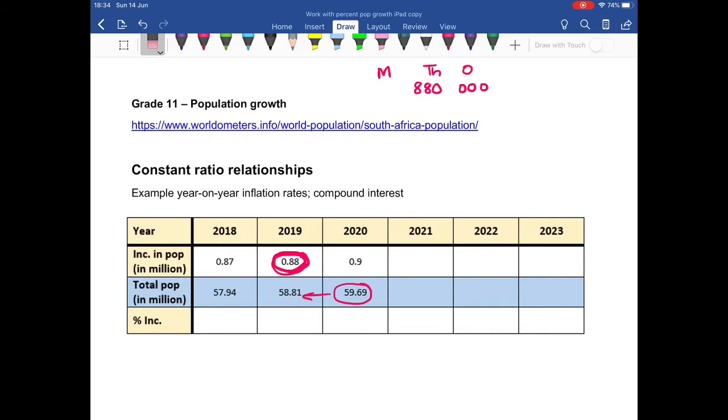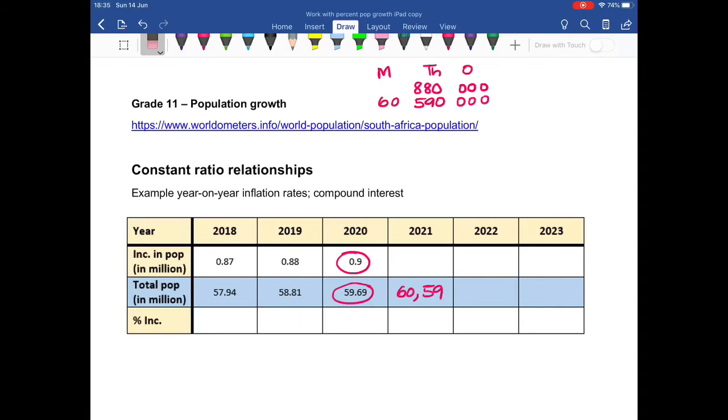To find my next value, I could take 59,69 and I could add 0,9 million to get the total population in 2021, which would be 60,59 million. Let's see how we write that. So we've got 60 whole millions, 59. We remove the comma and we just fill up with zeros. 60,590,000. That will be the population in 2021.